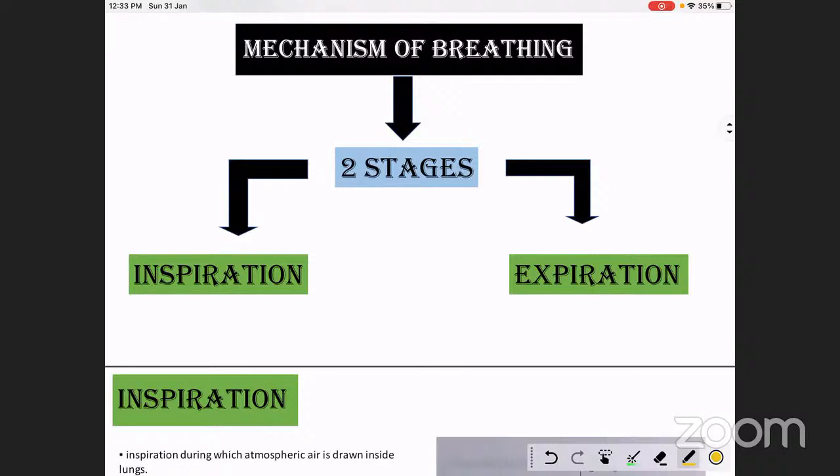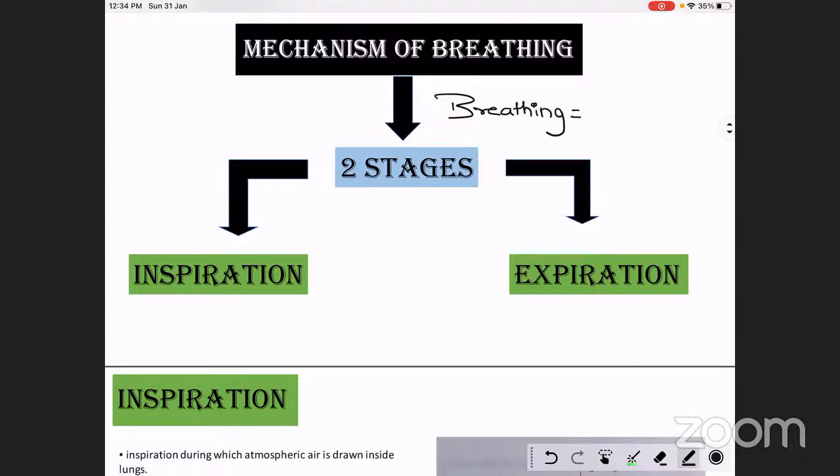So today we will directly jump to the mechanism of breathing: how we breathe, and what the process is by which air is drawn inside the lungs and pumped outside the body from the lungs, meaning inhalation and exhalation. There are two stages which complete breathing. If anyone asks you what breathing is, we always say that breathing is the mechanical process in which there is inhalation and exhalation of air, inspiration and expiration.